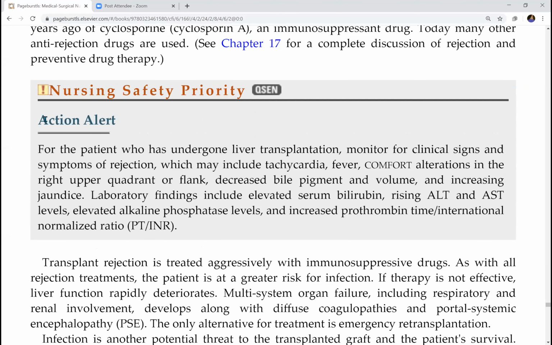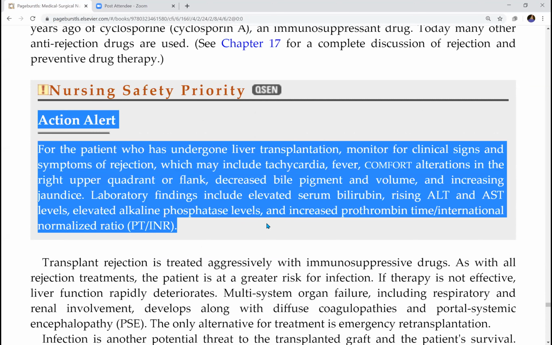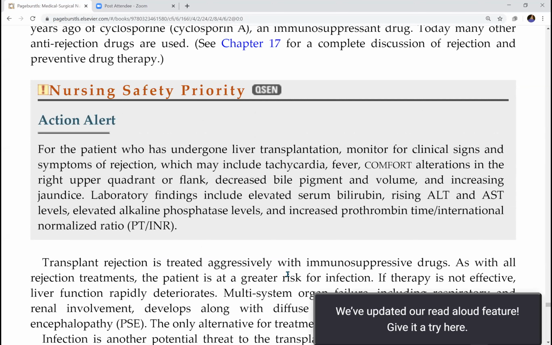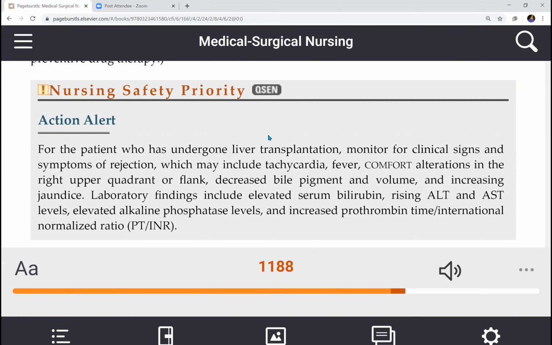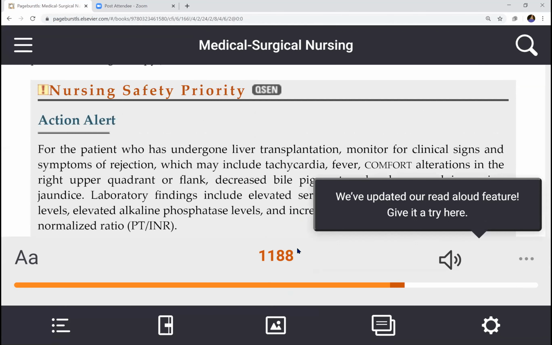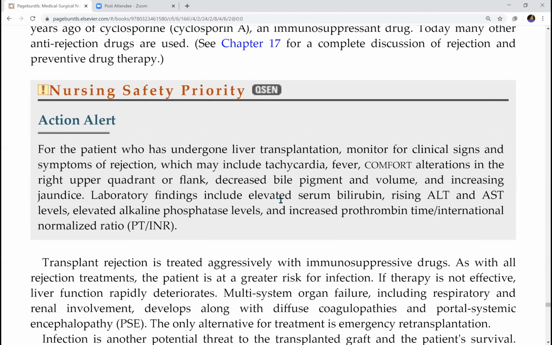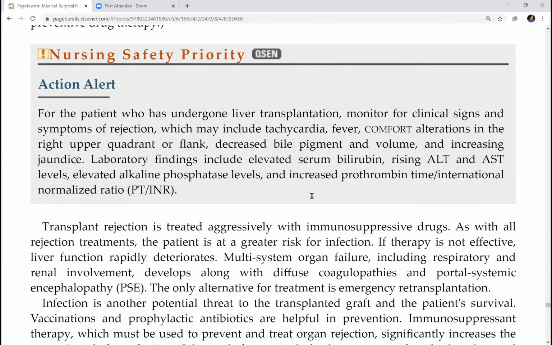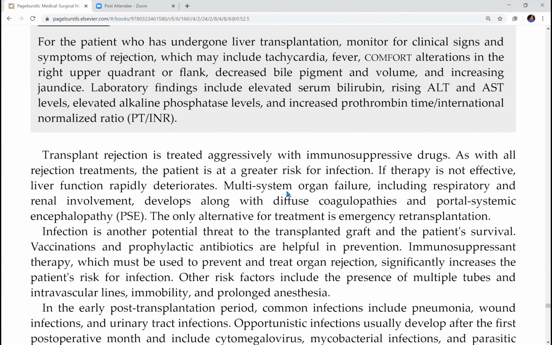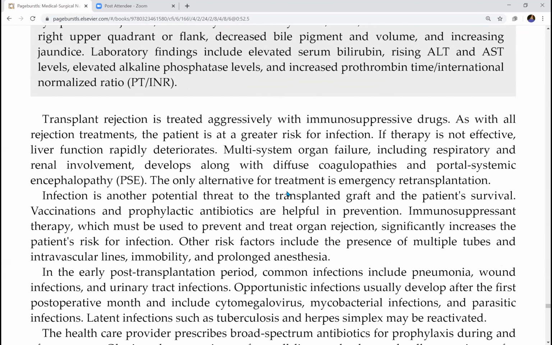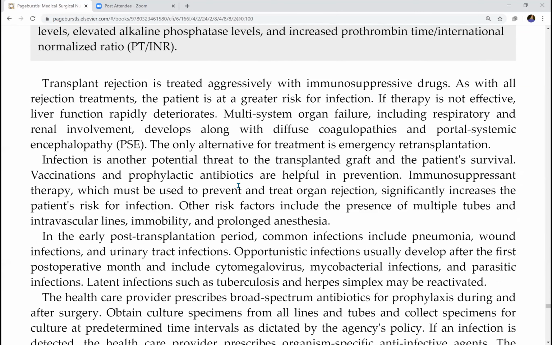Okay, your first signs and symptoms are here. It's an action alert on page 1188. So those are your signs and symptoms. Now, I didn't see any chronic rejection here. I only see acute rejection. So I guess chronic rejection is not common in liver transplants because I don't see it anywhere here.